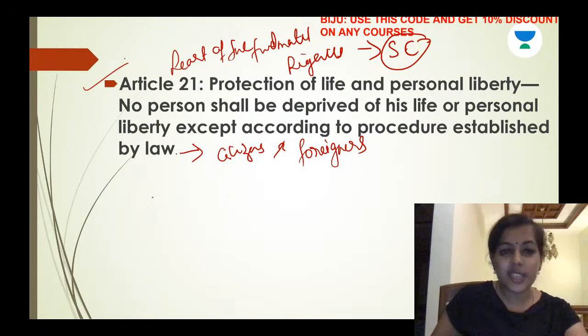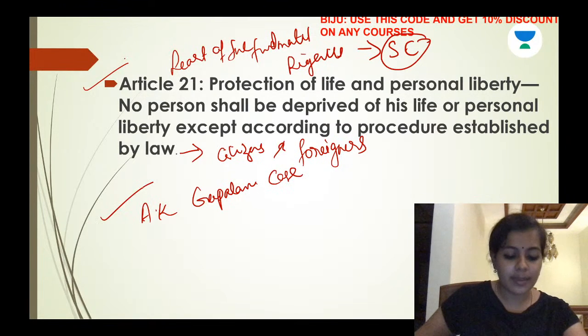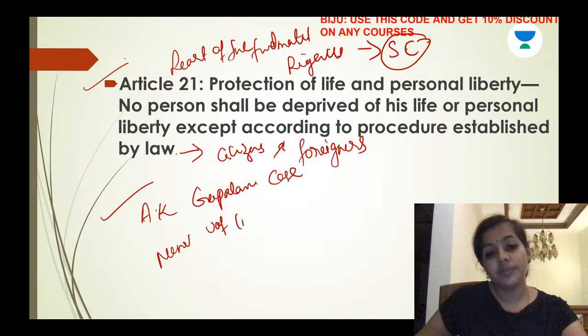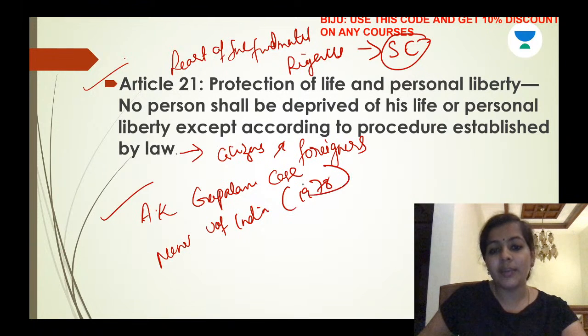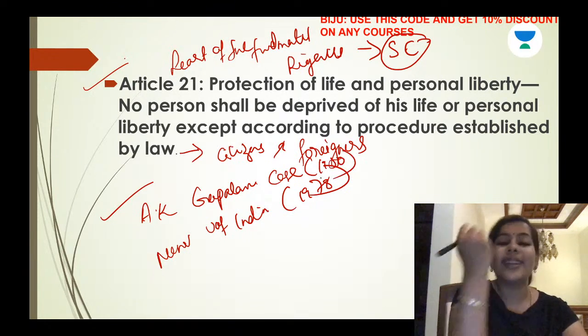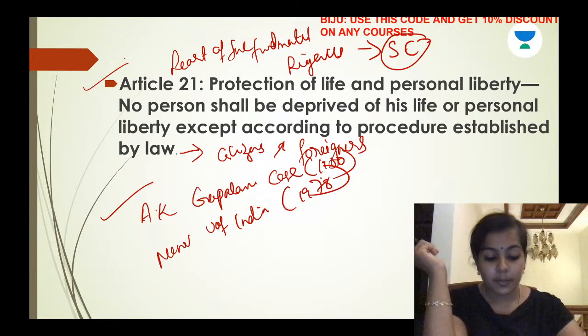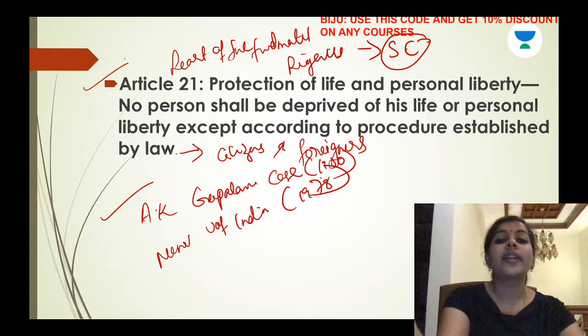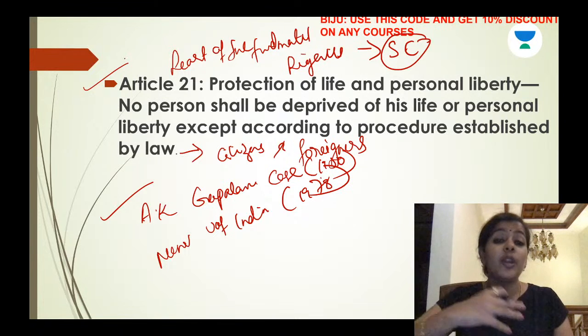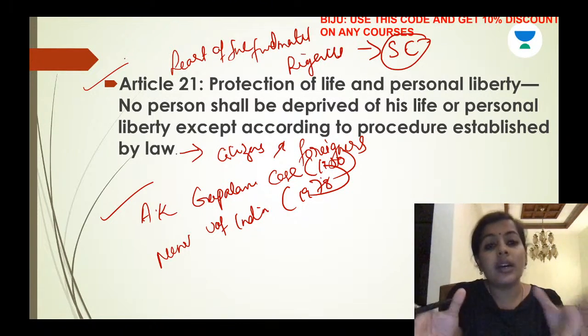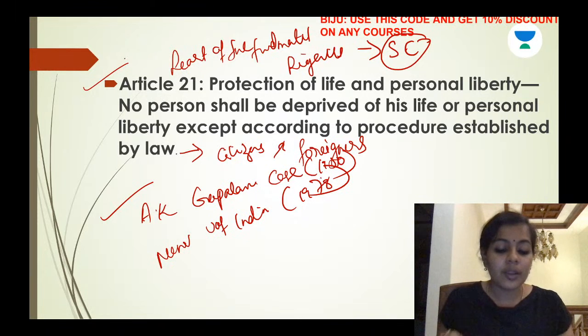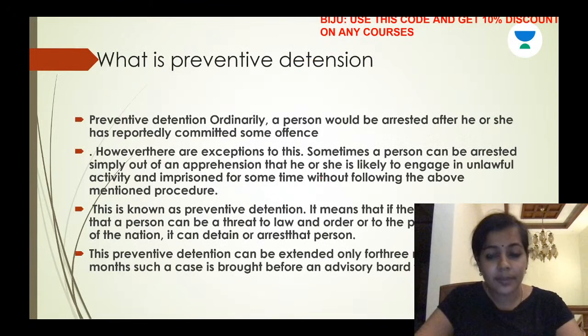There are a few important judgments when you come to it. The first one is the A.K. Gopalan case. Important judgment, just take note of it. Then Maneka Gandhi vs. Union of India, 1978. These are the basic cases which you come across in Article 21. So you got an idea about Article 21. This is a general idea. I am not giving a big explanation. I just want to give you a better idea, because this is based on your NCERT. This is all that is in the NCERT.